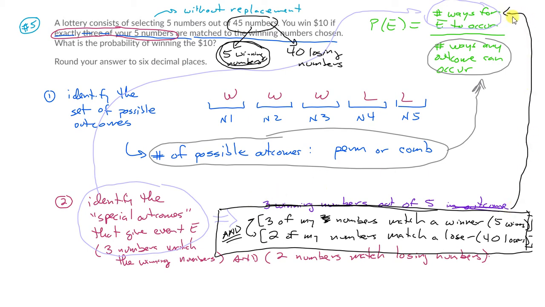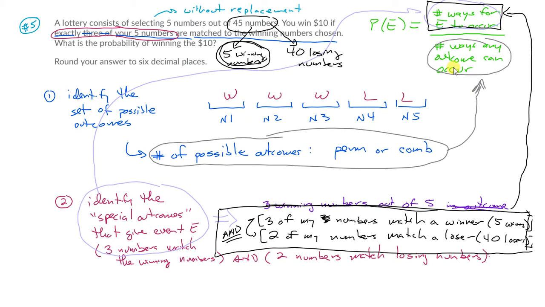the number in my numerator. That's the number of ways for the event to occur. The event is 3 of my numbers match one of the 5 winning numbers. The other 2 of my numbers match one of the 40 losing numbers. And we're connecting that with an and. They both have to happen. That gives me my numerator.